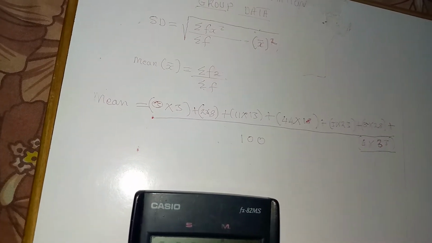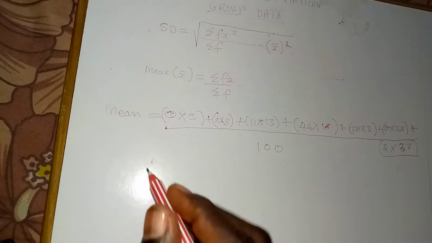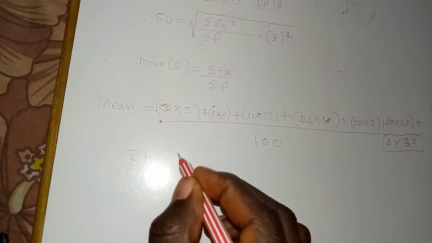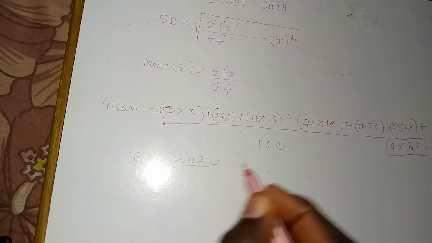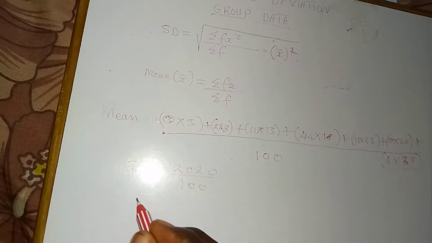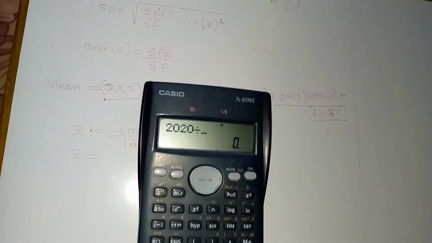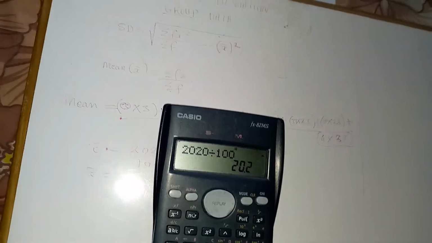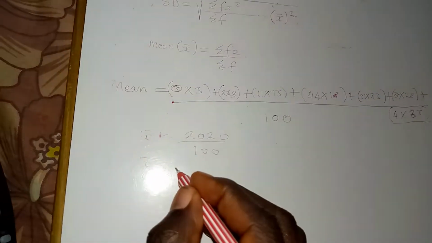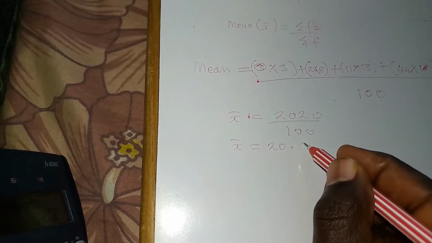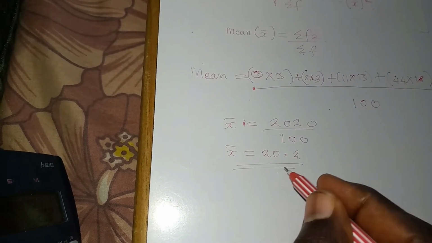That is the total for this. Then after you've done that, since the mean is equal to the total on top, we are having 20 divided by the total frequency, which is 100. Then the mean will give you what? On your calculator, just say 2020 divided by 100. You have your answer, 20.2. So your answer for the mean is 20.2. This is the mean.